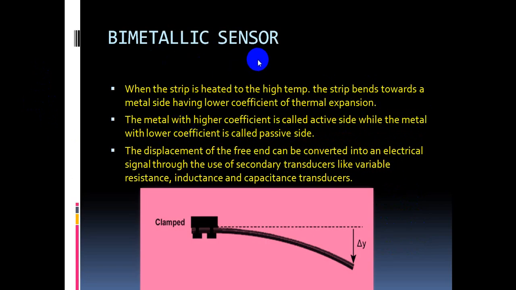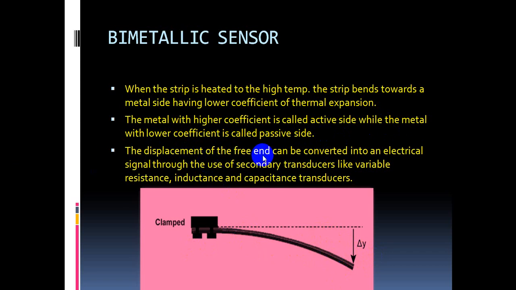So coming to our sensing condition. When the strip is heated to a high temperature, the strip bends towards the metal side having low coefficient of thermal expansion. So this is the bimetallic strip. When it is heated, the bimetallic strip bends. The metal having high coefficient of expansion bends towards the low coefficient of thermal expansion side. The metal with higher coefficient is called the active side, while the metal with lower coefficient is called the passive side. Here this is the active side and this is the passive side.